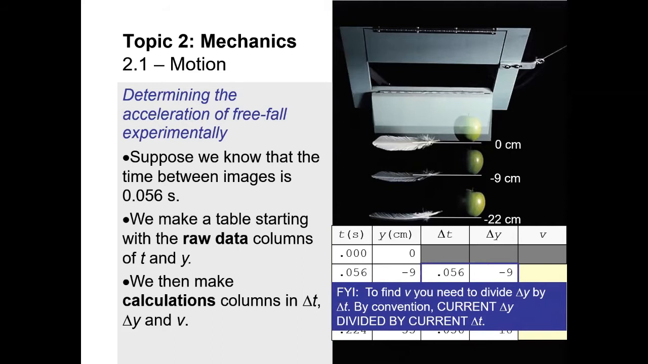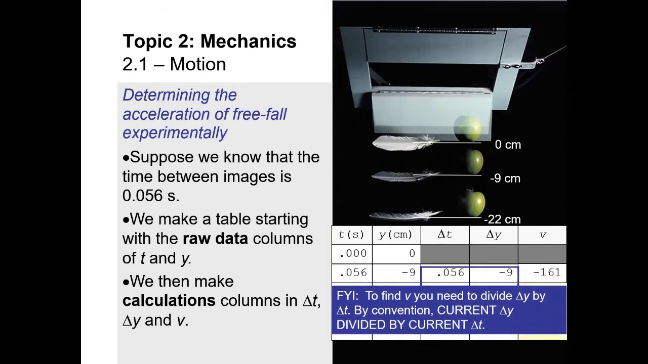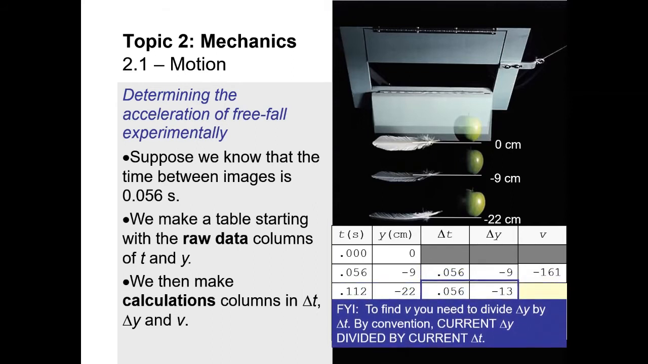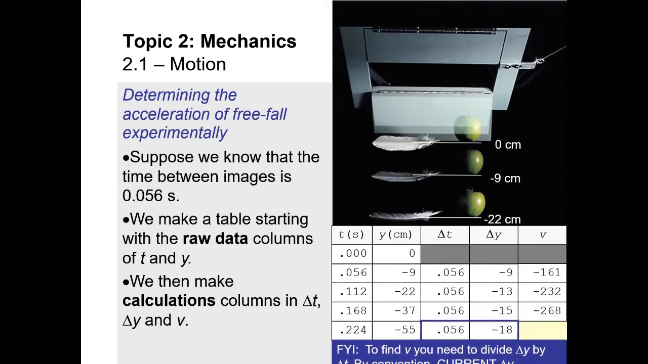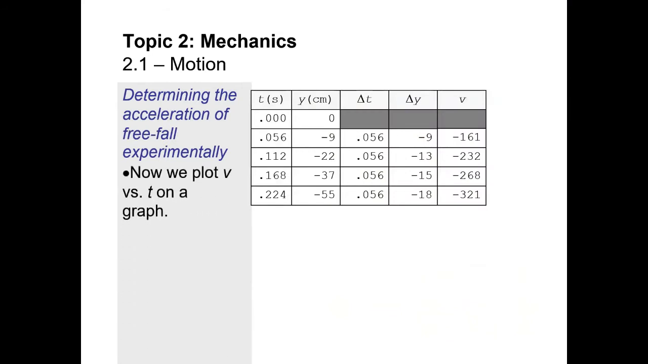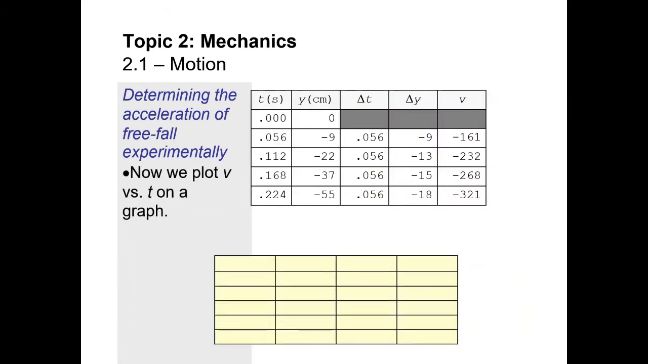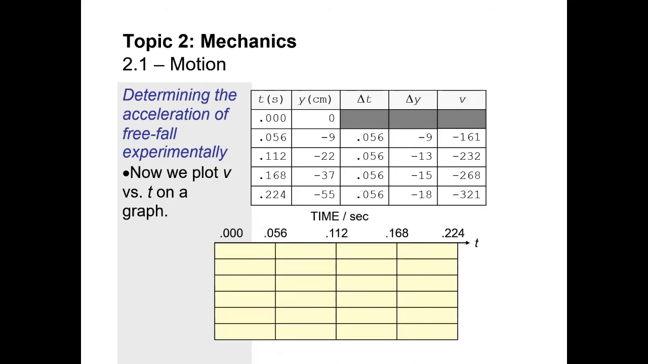To find a velocity, we need to divide delta y by delta t, by convention current delta y divided by current delta t. Minus 9 divided by 0.056. Minus 13 divided by 0.056. Minus 15 divided by 0.056. Minus 18 divided by 0.056. Now we plot velocity versus t on a graph. The points.